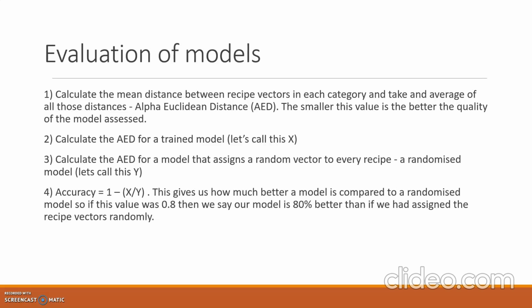To evaluate our model, we calculate the mean distance between recipe vectors in each category and then take the average of those distances, and then we call that the alpha Euclidean distance, which is the AED. So we calculate the AED for a trained model, then we calculate the AED for a model that assigns a random vector to each recipe, and then we calculate the accuracy here, which is 1 minus x over y. If that came out as 0.8, then we say our model is 80% better than if we had assigned recipe vectors randomly.